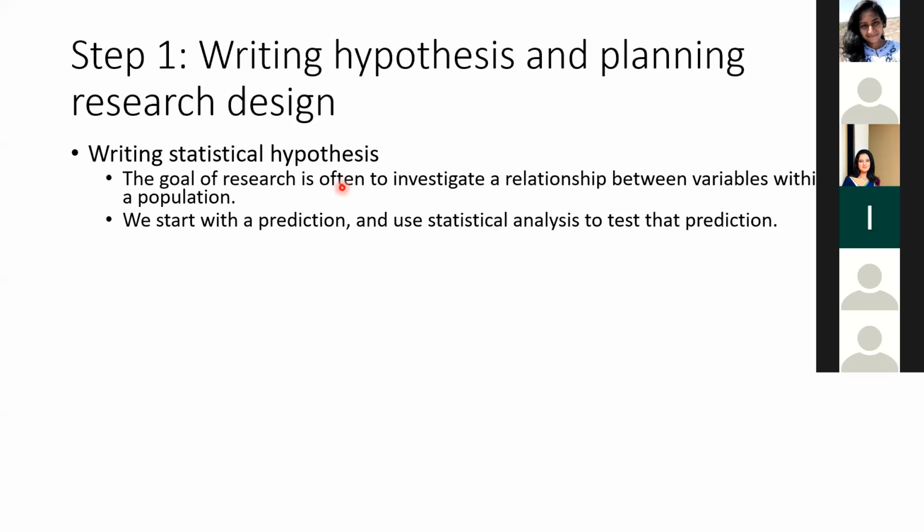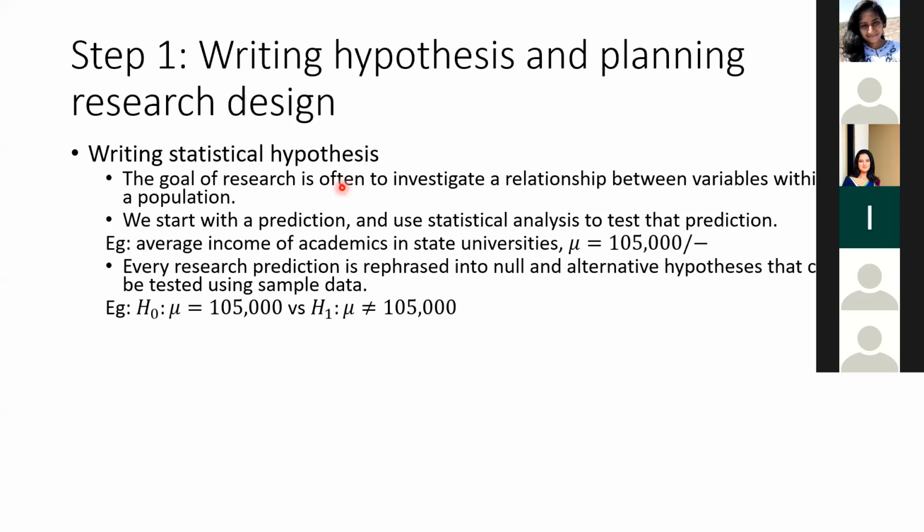Sometimes we make predictions, right? So for this, there are dedicated hypotheses for dedicated tests. So we had to use the proper test. We had to formulate the hypothesis properly, right? For example, if someone is claiming that the average income of academics in state universities is rupees 105,000, right? So how would I test this? I should take a representative sample, right? And do a proper test.